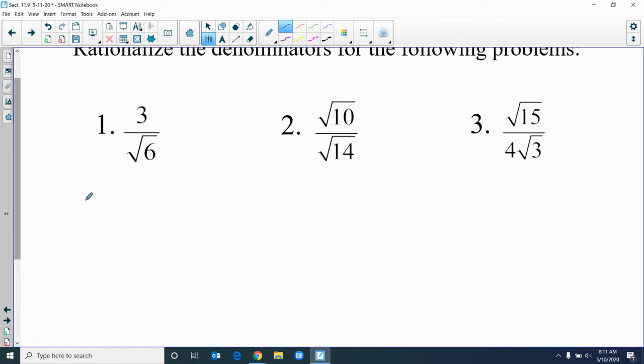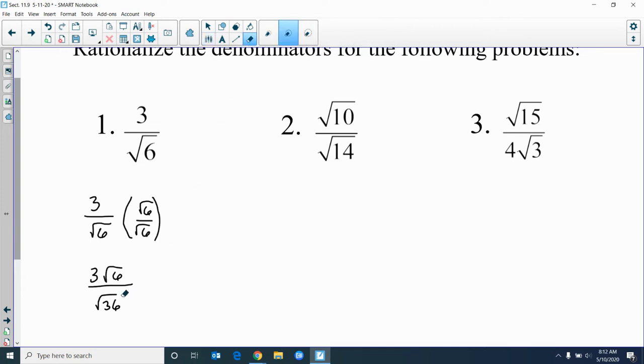So if you have 3 over square root of 6, and this is not on your guided notes, so just pay attention or write this down separately. To get rid of the radical, we multiply by square root of 6 over square root of 6. You cannot multiply outsides by insides, so the numerator just becomes 3 square root of 6. Now here's a big thing: square root of 6 times square root of 6 is square root of 36. You don't need to write that. That's automatically going to be 6. Square root of 36 is 6. So anytime you multiply a square root times itself, you get what's left on the inside.